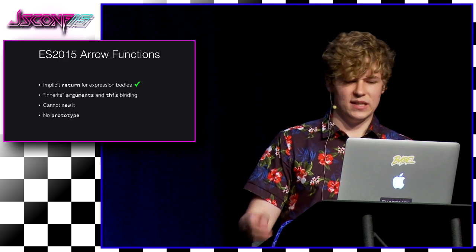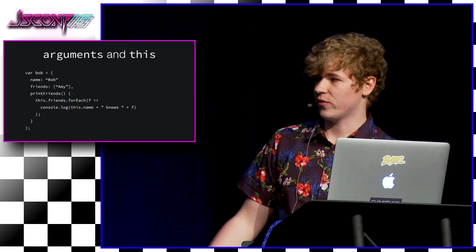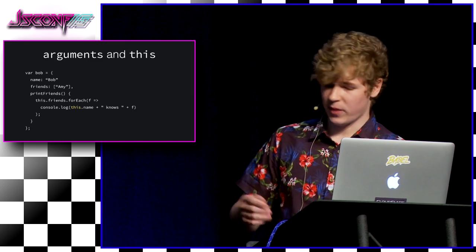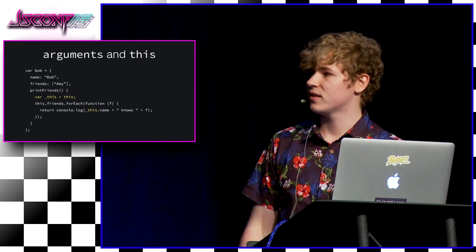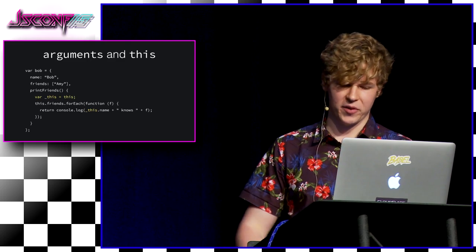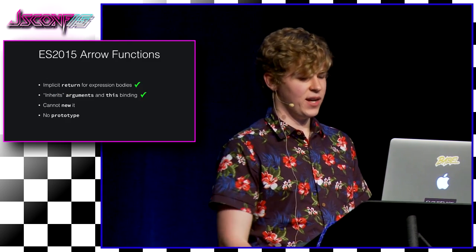But what about arguments and this? Well, we've got this. It's meant to reference Bob, but if it was just a normal function, it would reference this.friends. So in order to retain the same this binding, you can simply add a reference to this, and then replace this in inner functions to reference that temporary variable. So we can inherit the arguments and this bindings.